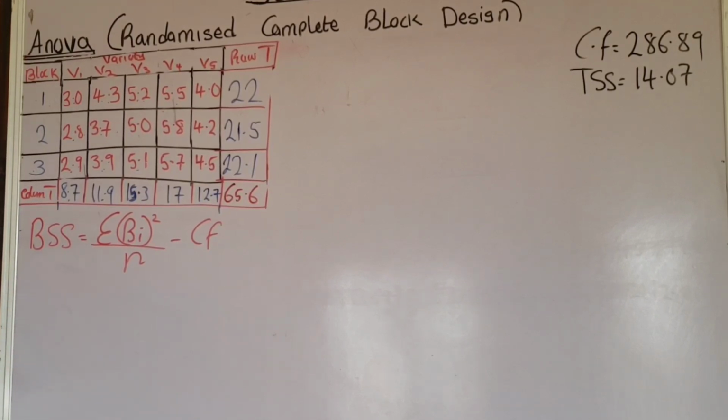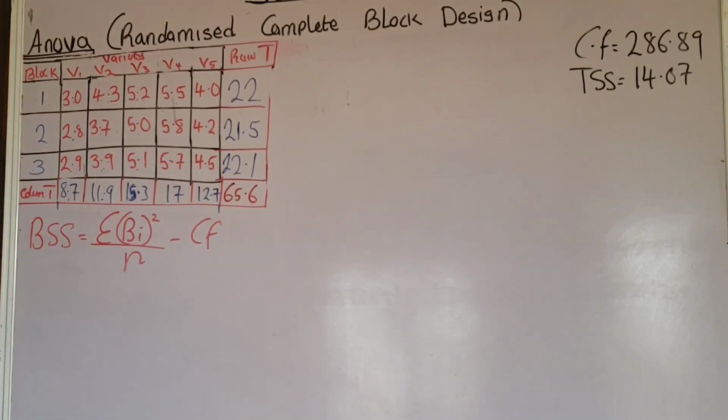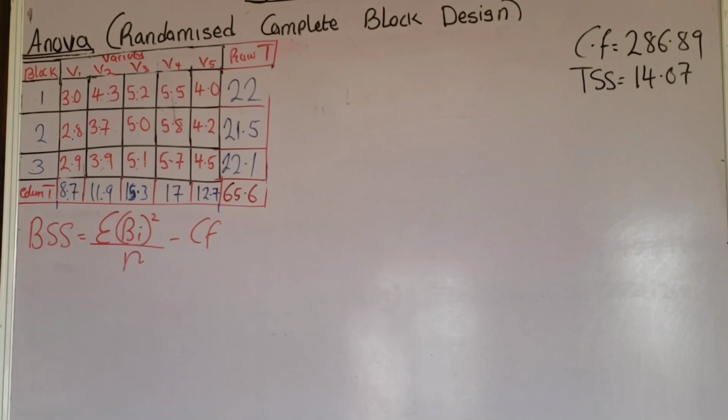So I'm going to square each block, then sum it together. I'm going to divide it by the number of times each block repeats itself. Then I'm going to subtract the correction factor. That is the meaning of this formula. Do you understand? If you didn't understand, listen to the explanation again.